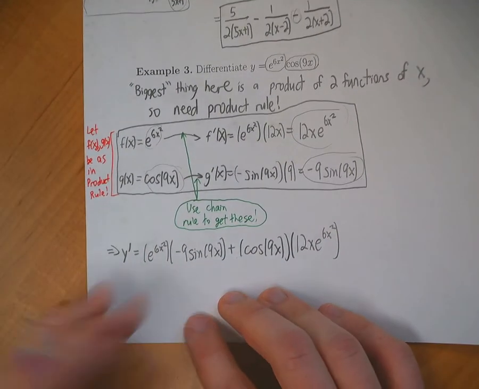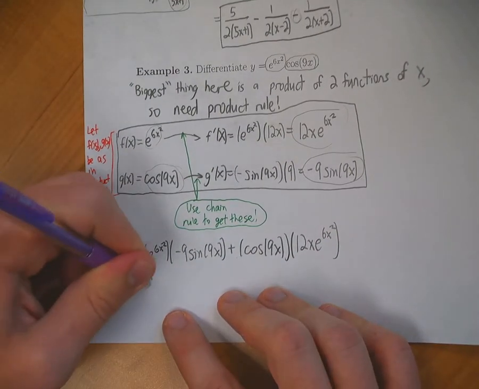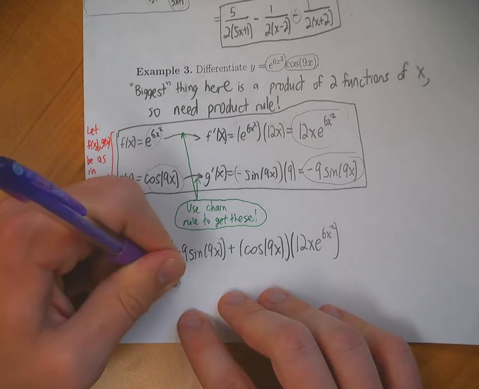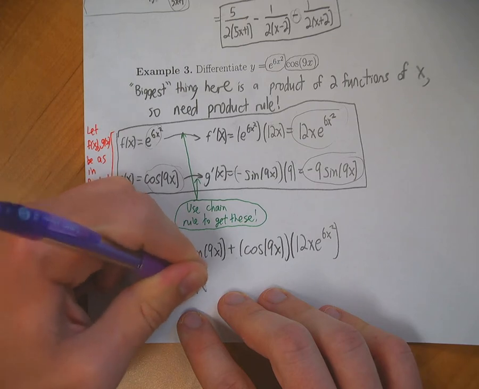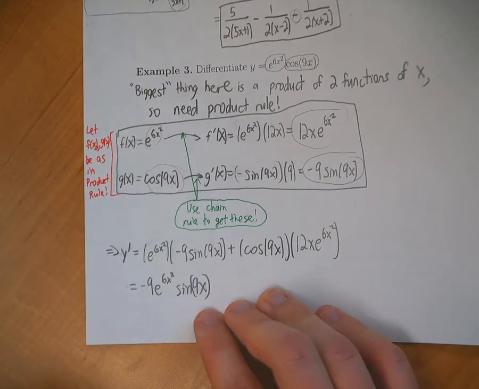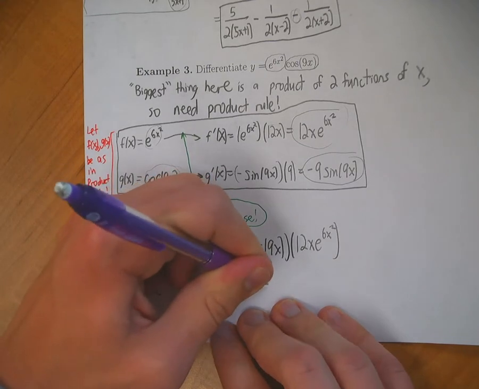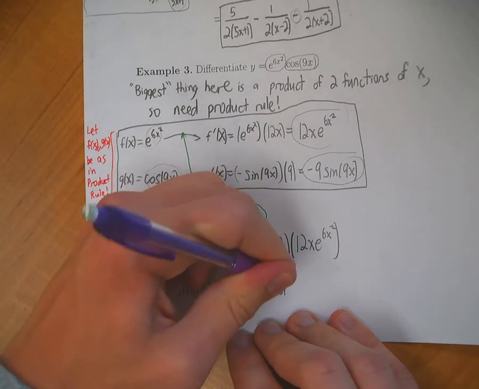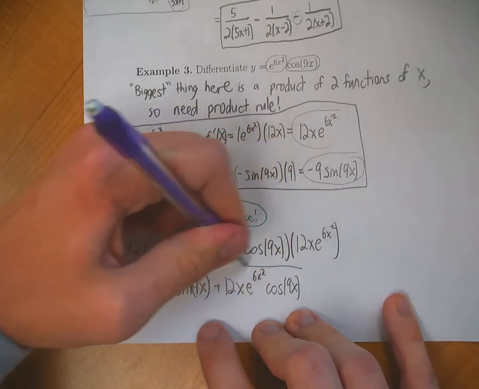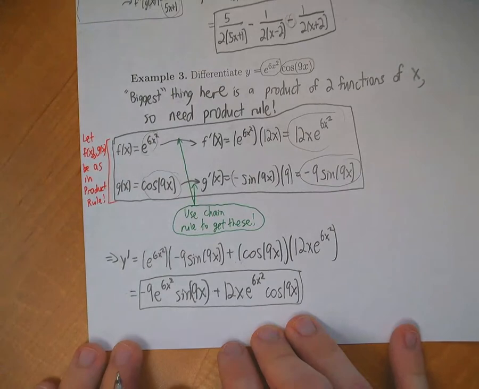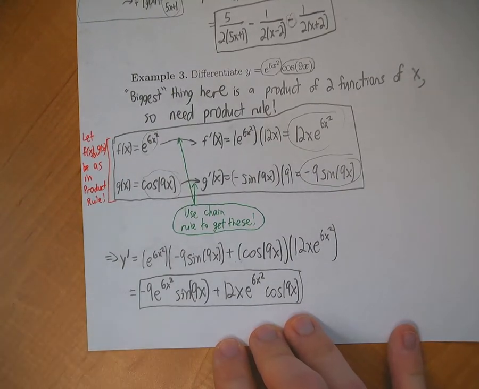So if we clean that up a little bit, you should end up with negative 9 e to the 6x squared times sine of 9x plus 12x e to the 6x squared times cosine of 9x. Okay. And that will be your derivative in this case. So, any questions on example 3?